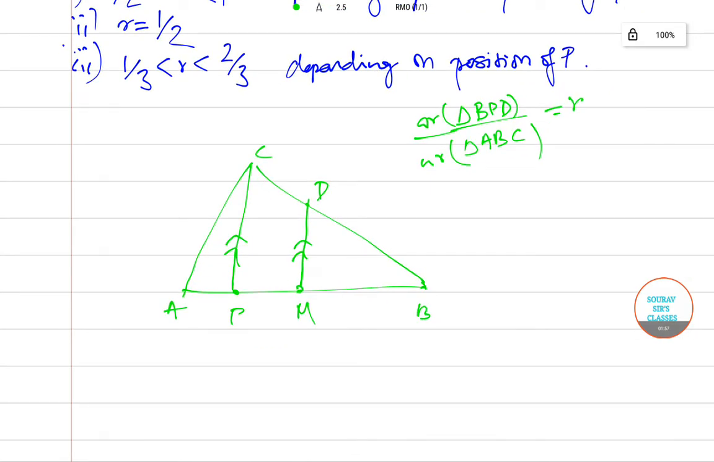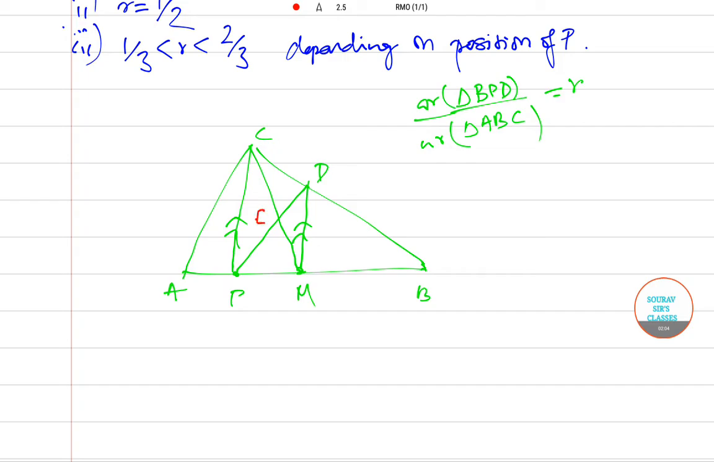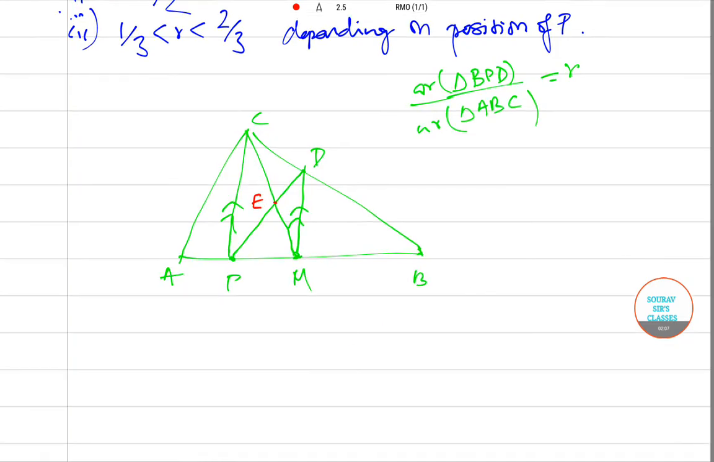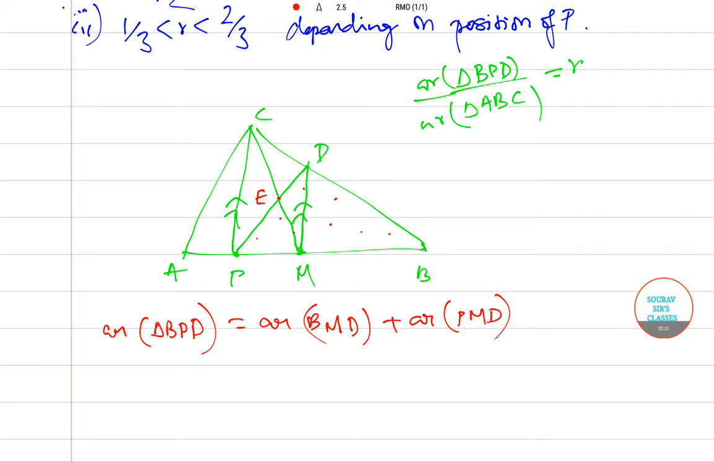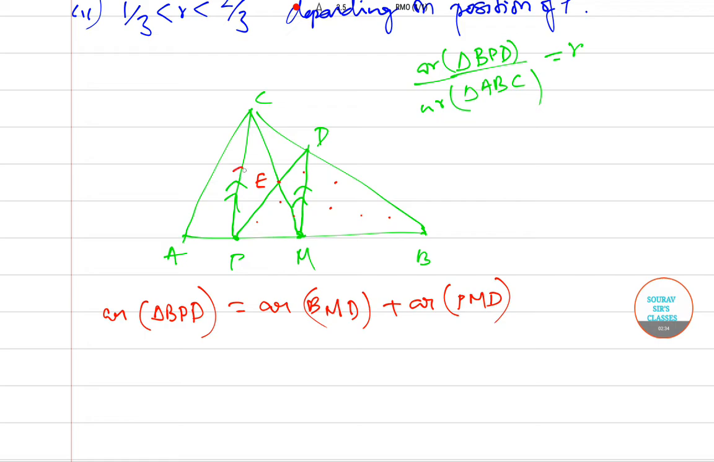Okay, starting with the question, we will first join these lines. We will call this point E, and let's start. So now we want the area of triangle BPD, which is this triangle BPD. So this area equals the area of triangle BMD plus the area of triangle PMD. Now these lines are parallel to each other.